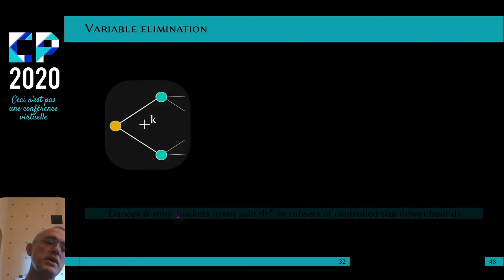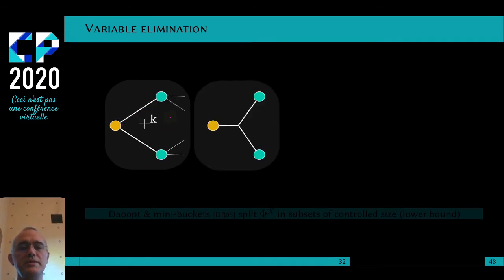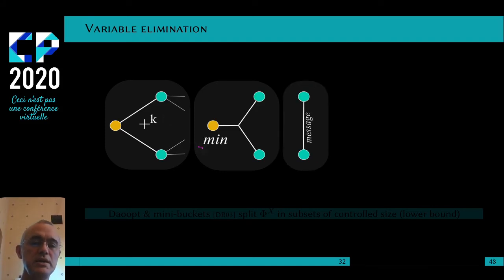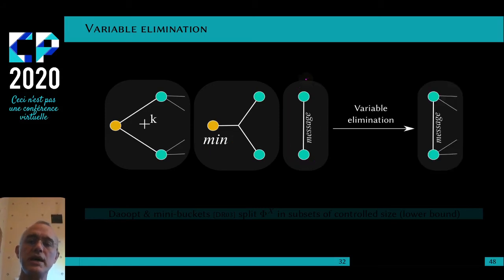How does this work in practice? Imagine you have a variable and two functions that connect it to the rest of the problem. You combine them using bounded addition. It produces a larger function and you eliminate with min. Remember, this is exponential in the size of the scopes. You get a message and you can actually do variable elimination. You get rid of the variable, you get rid of the functions, and instead you use the message.